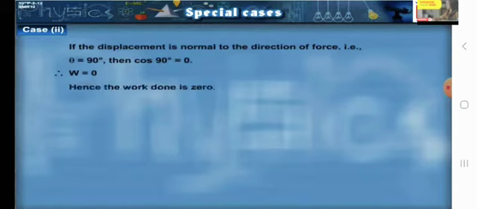Case second: if the displacement is normal to the direction of force, that is θ = 90°, then cos 90° = 0. W = 0. Hence, the work done is 0.